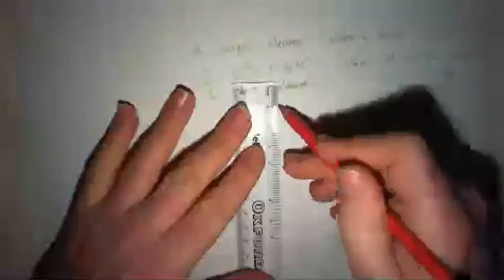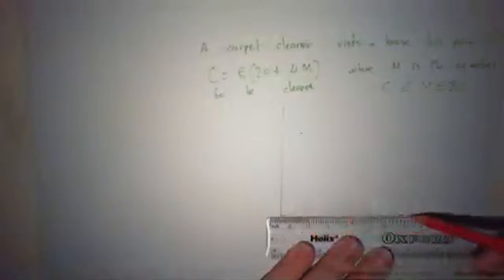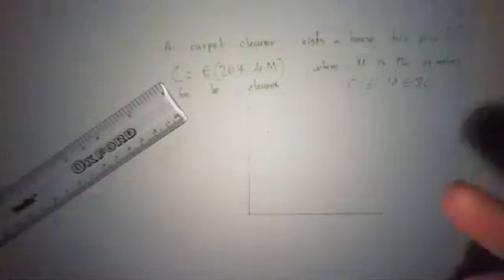Again, be generous drawing these axes. If you're not generous drawing the axes, what'll end up happening is you'll get a tiny little graph drawn and you won't be able to read off from your graph what the right answers are. So we have to draw a straight line.